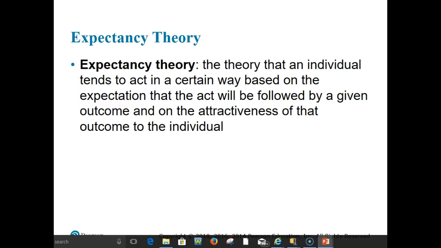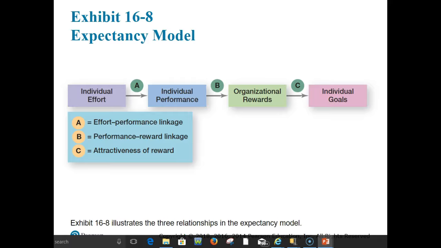Now, the most comprehensive explanation of how employees are motivated is Victor Vroom's expectancy theory. The expectancy theory states that an individual tends to act in a certain way based on the expectation that the act will be followed by a given outcome and on the attractiveness of that outcome to the individual. It includes three variables or relationships, and they are exhibited in Exhibit 16-8, which illustrates the three relationships in the expectancy model.